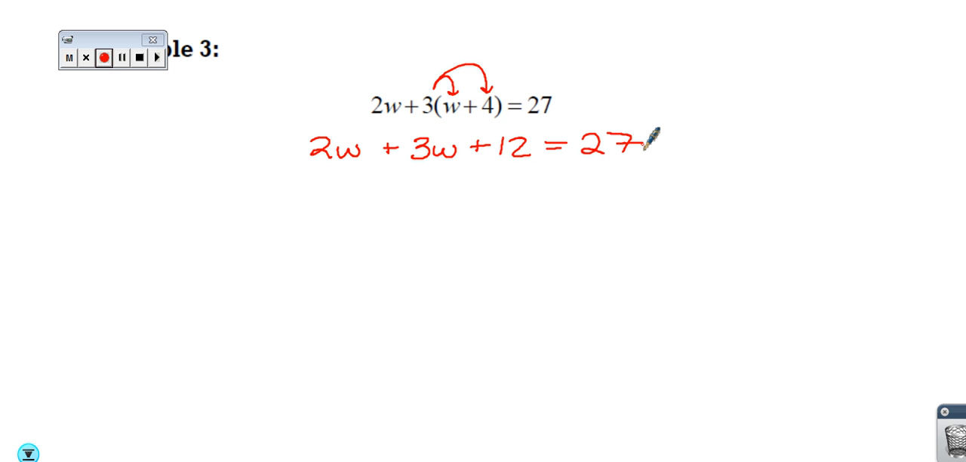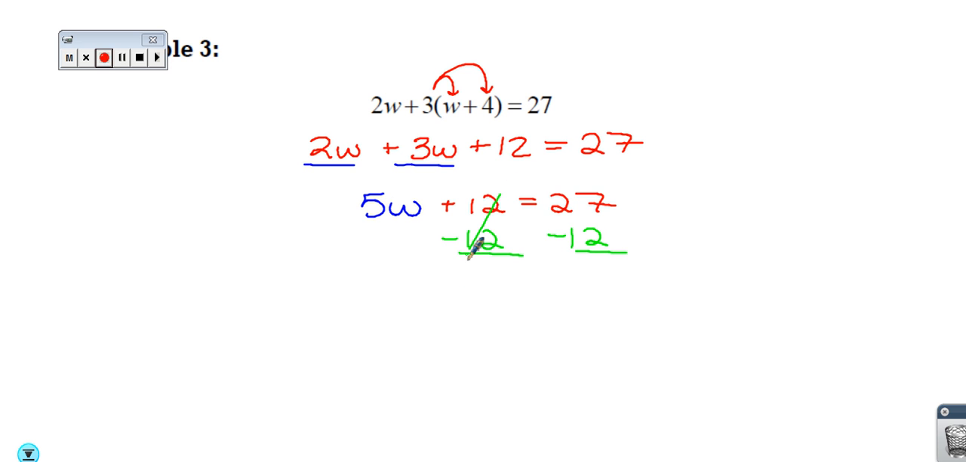Again, I need to check to see if I have any like terms, and I do. I have 2w and 3w. These combine to give us 5w, plus 12 is equal to 27. I want to get rid of the addition, so I'm going to subtract 12 from both sides. What we are left with is 5w is equal to 15. I'm going to divide both sides by 5 because I see multiplication, and we get w is equal to 3.